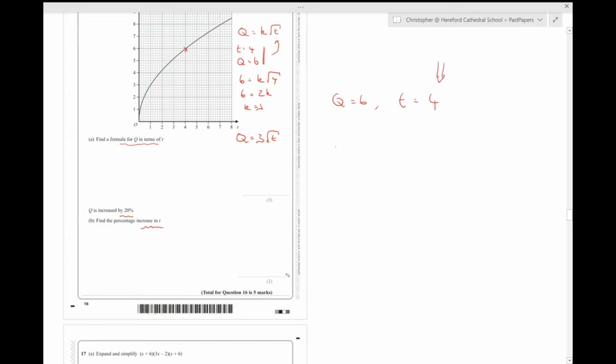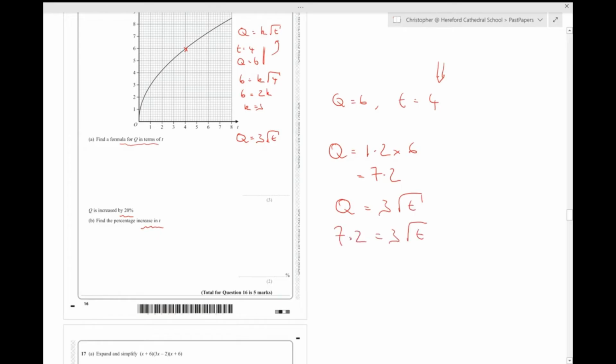Well, let's increase Q by 20%. So let's have Q being 1.2 times 6, Q being 7.2. Let's shove that in and see what happens to the value of t. Well, here's my formula connecting Q and t. And I'm going to put in Q as 7.2 and find the value of t.